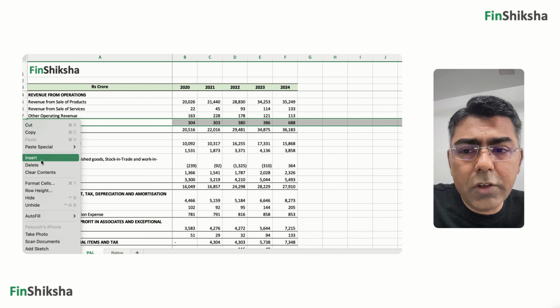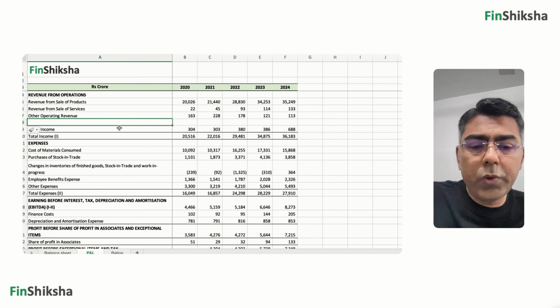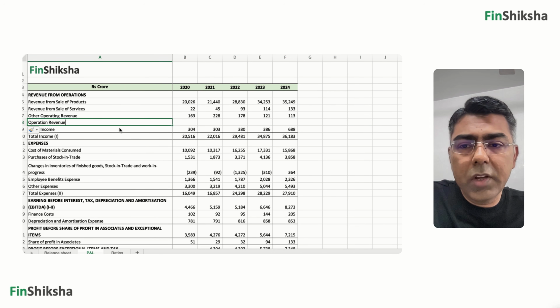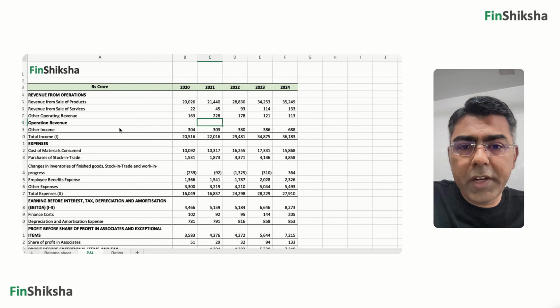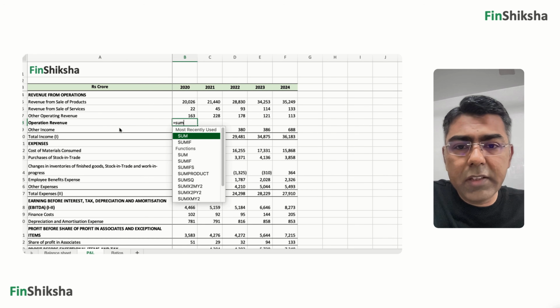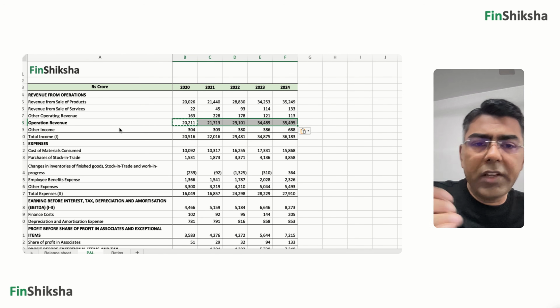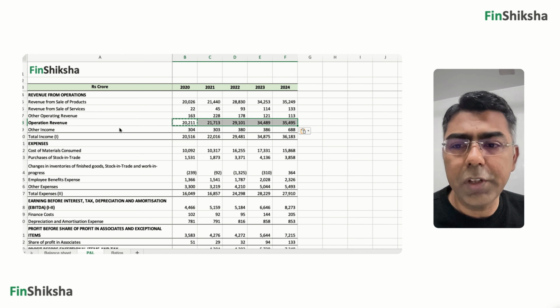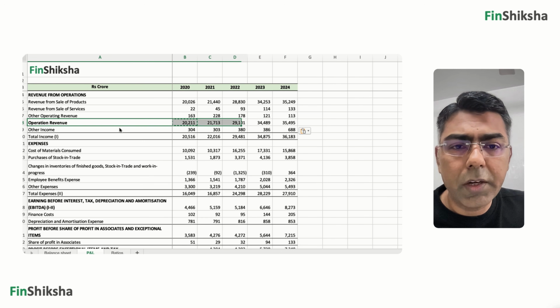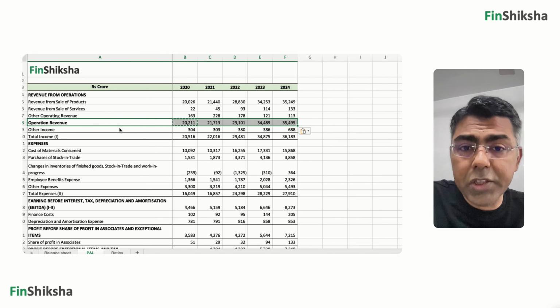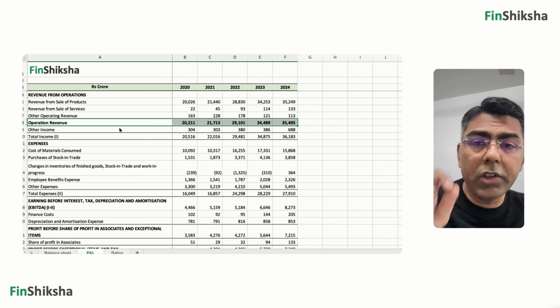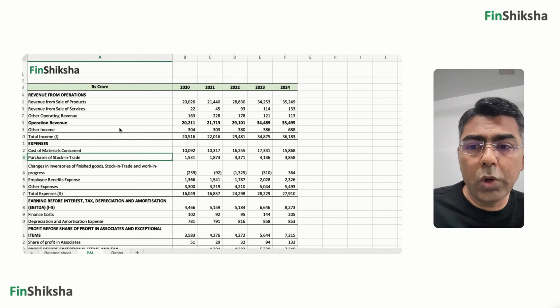I'll just insert a row here. So what we'll do is we will say operating revenue, right? So overall, what is the operating revenue? And that's basically the sum of the top 3 line items that we see. This is the operating revenue. And then we have other income that comes, which gives me the total income. So our calculations mostly would be on operational revenue. So we are going to focus on this row a lot as we go along.